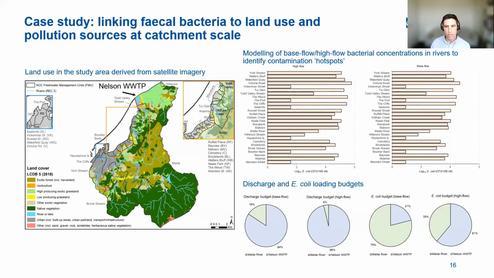The pie charts at the bottom of the slide compare the discharge volumes and the E. coli loadings for the Maitai River, the main freshwater input to the coastal zone, and compare that with the effluent discharge from the Nelson wastewater treatment plant. And what those results are showing is that during base flow conditions, the greatest E. coli loading is coming from the wastewater treatment plant discharge, while in terms of discharge volumes, there's really not much difference between these 2 sources.